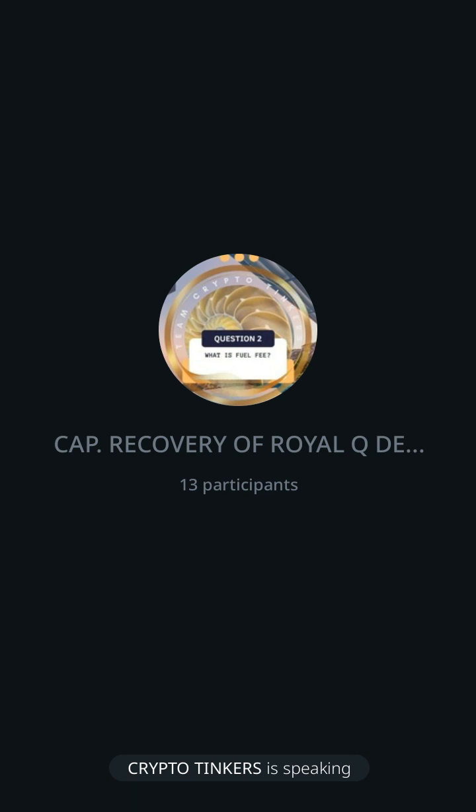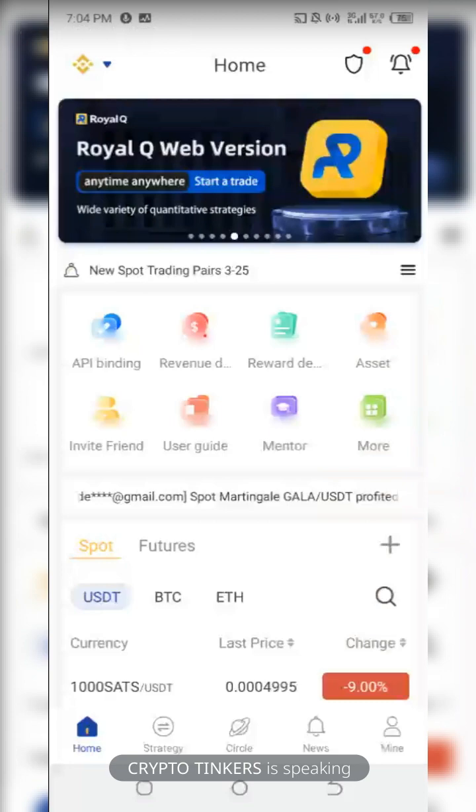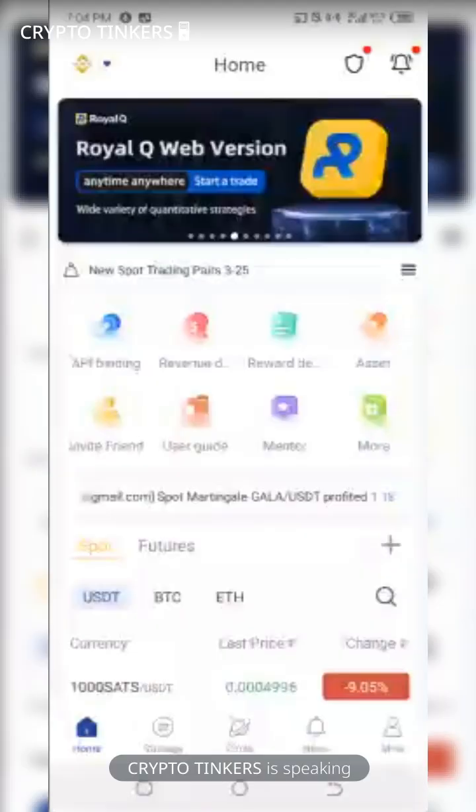Okay, so you go to the home page of your Royal Q, you tap on the search icon, and we're going to use Solana.